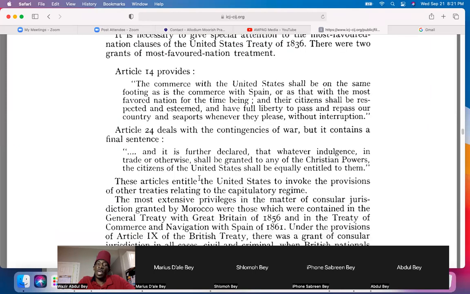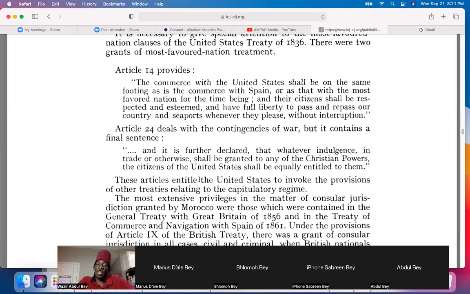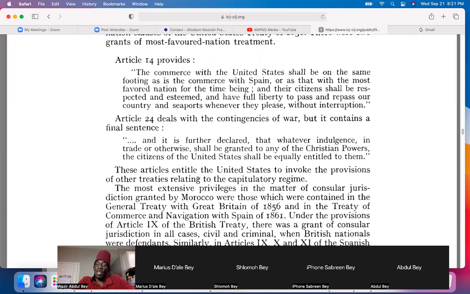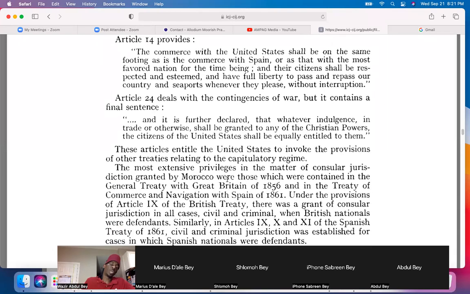Article 24 deals with the contingencies of war, but it contains a final sentence: And it is further declared that whatever indulgence in trade or otherwise shall be granted to any of the Christian powers, the citizens of the United States shall be equally entitled to them. So the Sultan gave them the treaty rights, the whole most favored nation clause, right? But let's continue reading and see what else happens from there.